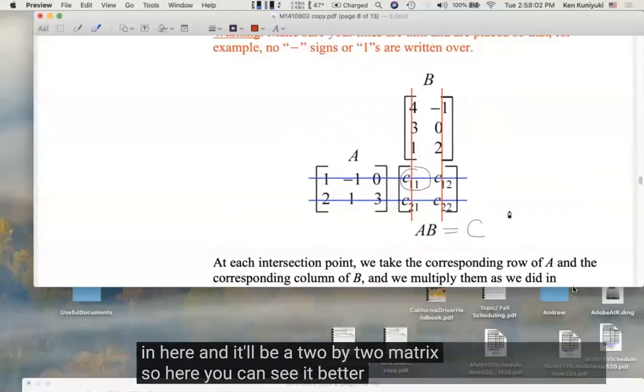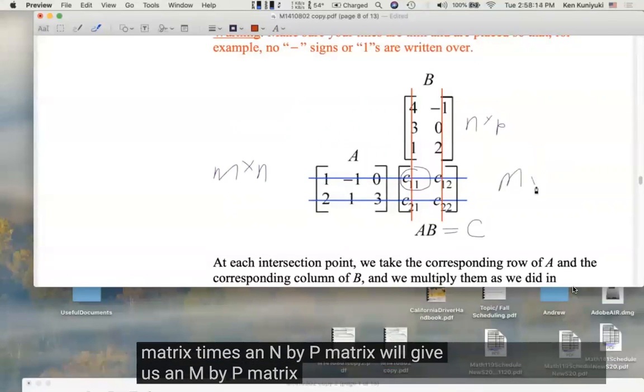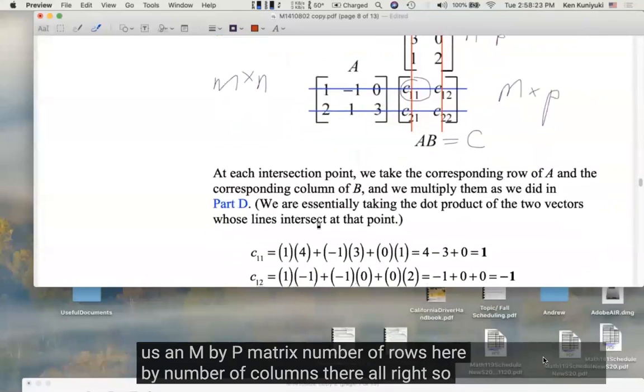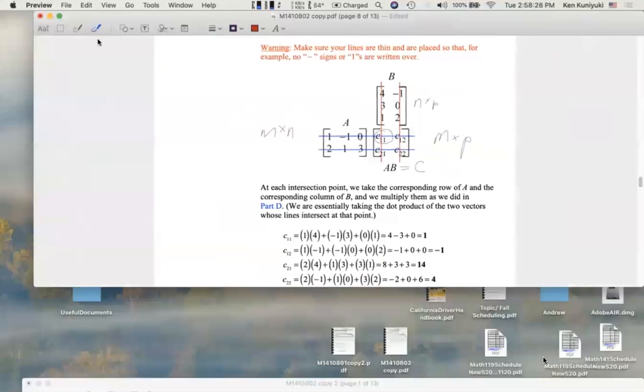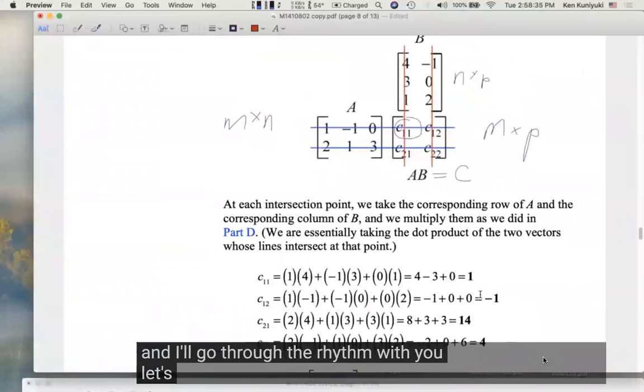So here you can see it better. An M by N matrix times an N by P matrix will give us an M by P matrix. Number of rows here by number of columns there. All right, so then we actually take the dot products. And I'll go through the rhythm with you. Let's go through the rhythm.